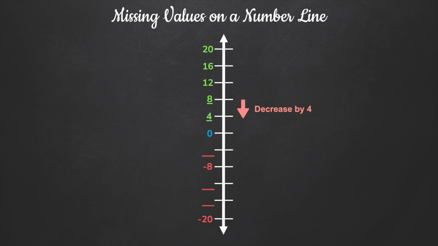But as we go down, we're decreasing by 4. So we have 0, negative 4, negative 8, negative 12, negative 16, and negative 20 on the bottom.